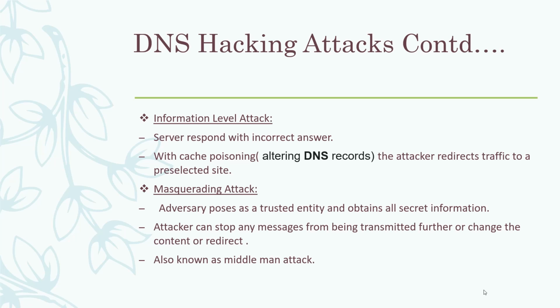A masquerading attack. Here the adversary or the attacker poses as a trusted entity and obtains all secret information. So now the attacker can stop any messages from being transmitted further or change the content, or he is also able to redirect the traffic to a different site. This attack is also known as a middleman attack.